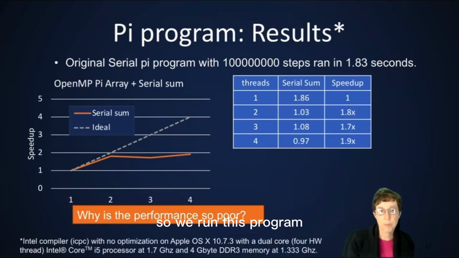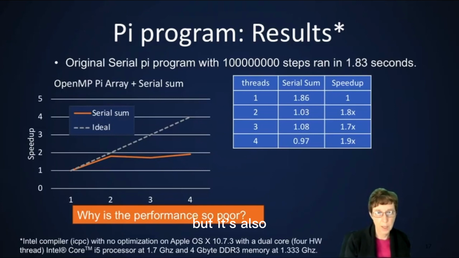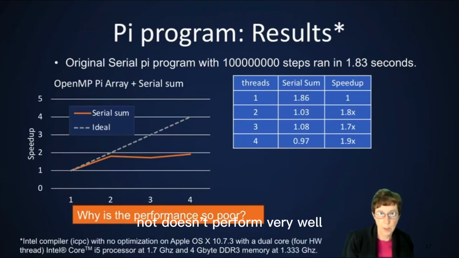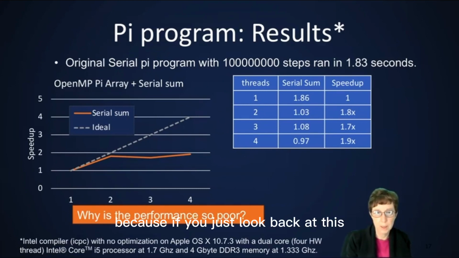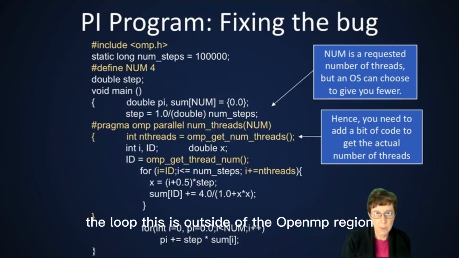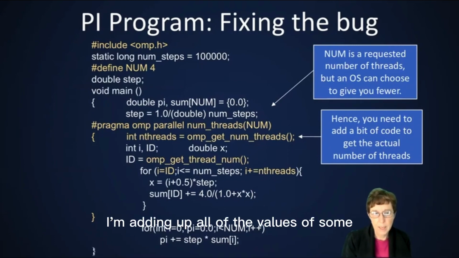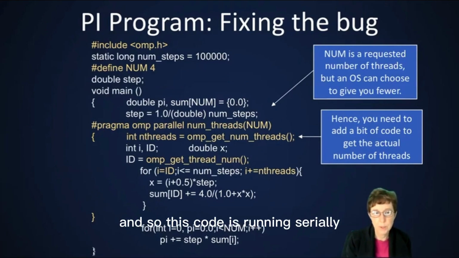Okay, so we run this program, and not only is it maybe not written in the most elegant style, but it also doesn't perform very well. I'm calling this the serial sum version of the program because, if you just look back at this, not only is this SPMD code, but here at the bottom of the loop, this is outside of the OpenMP region. I'm adding up all of the values of sum to compute pi, and so this code is running serially after the parallel region of the loop.